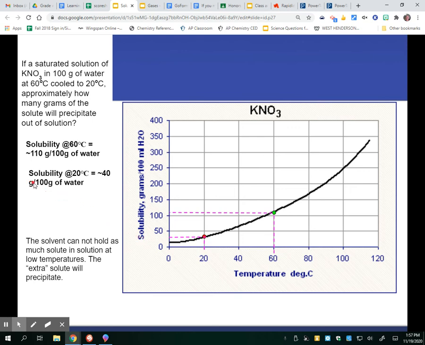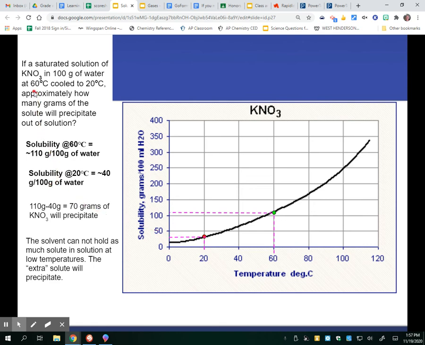So what I need to do in order to figure out how much is going to precipitate out is, well, at 20 degrees C, it can only hold 40. At 60, it was holding 110. So the excess is going to precipitate out. So I take 110 and subtract 40, because only 40 grams can be held at 20 degrees C. And so that's a difference of 70 grams of that potassium nitrate that the solvent can't hold anymore. And so that 70 grams will precipitate out and be at the bottom of your beaker or flask or container, whatever it happens to be.